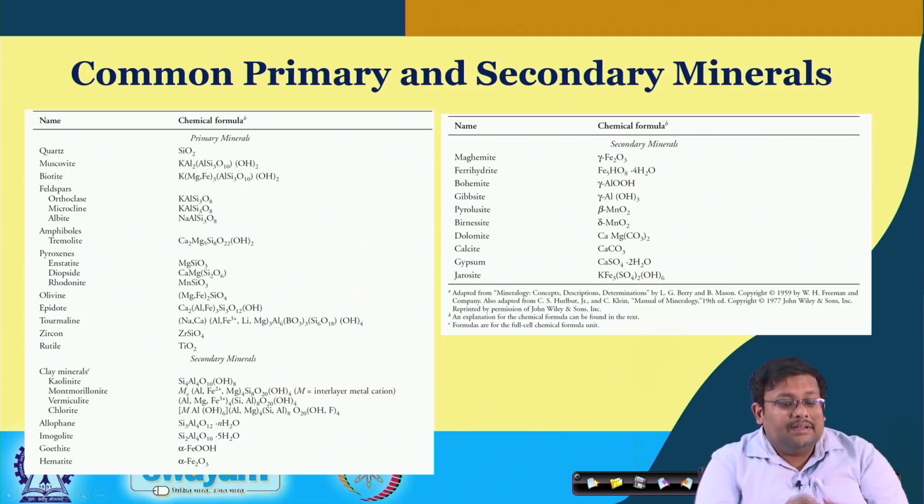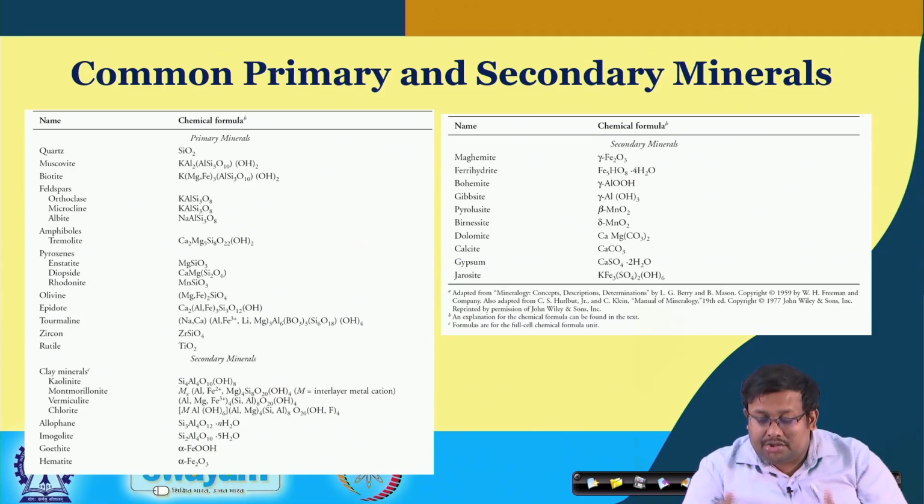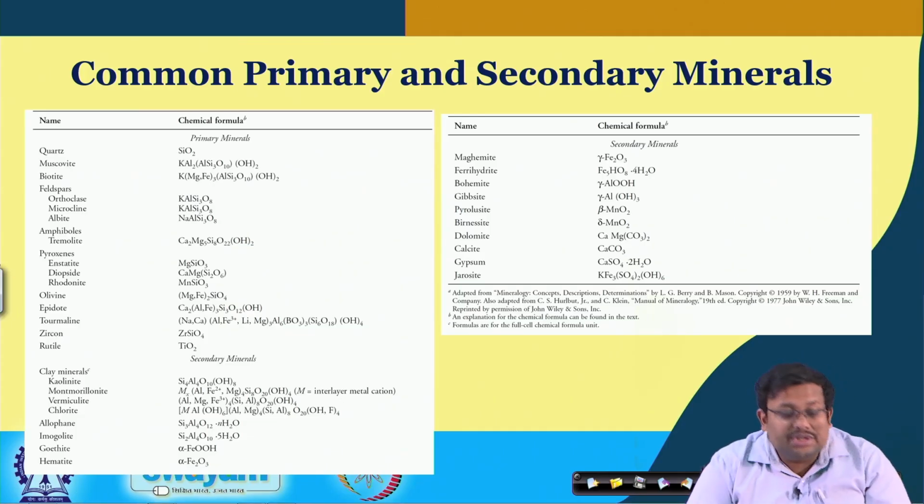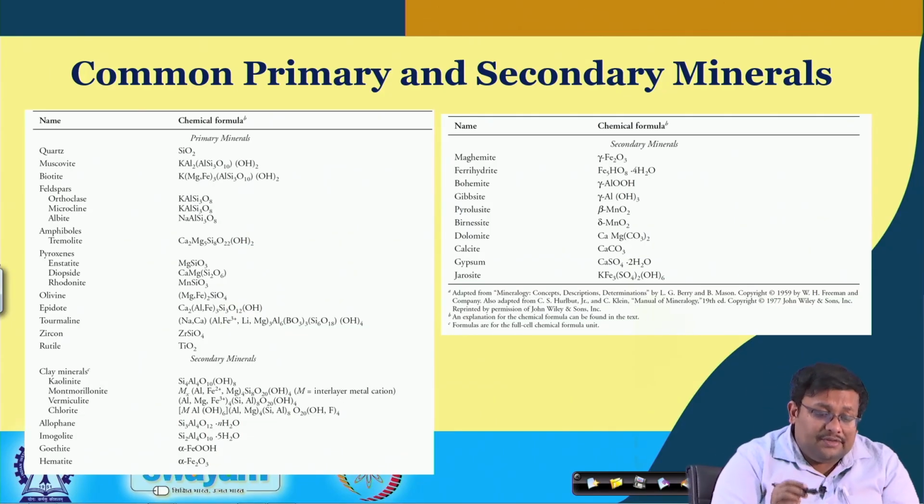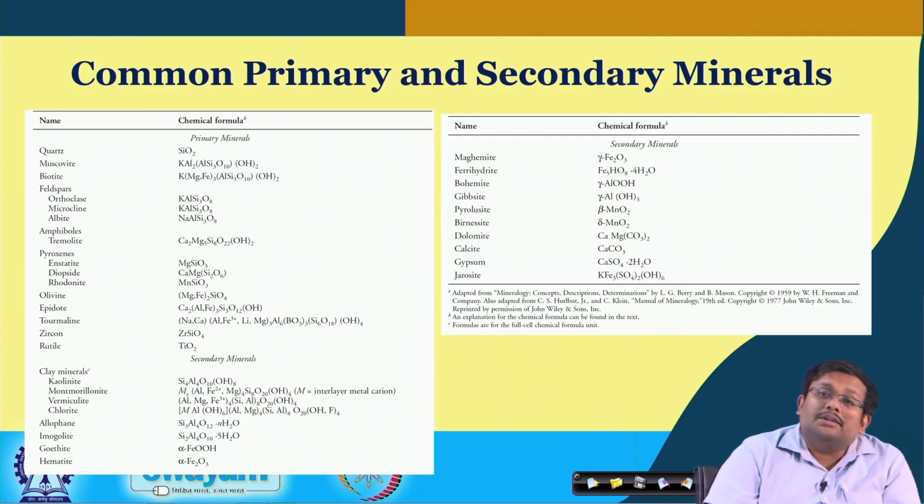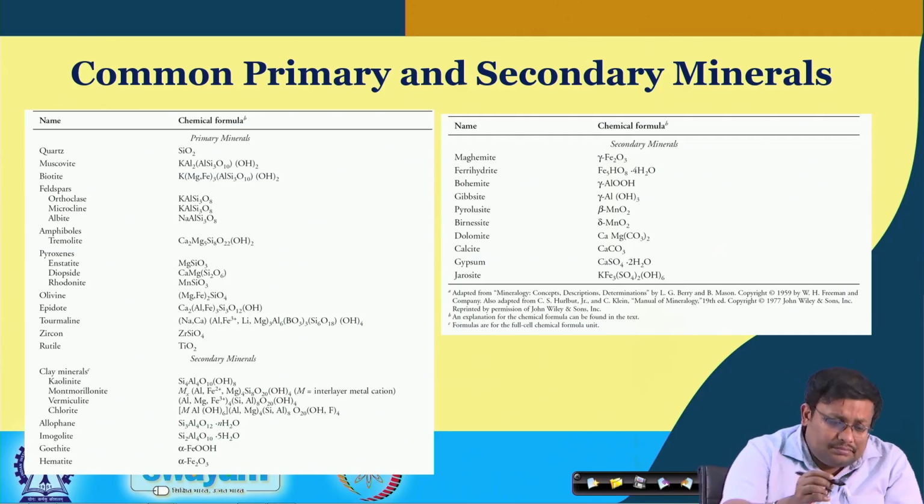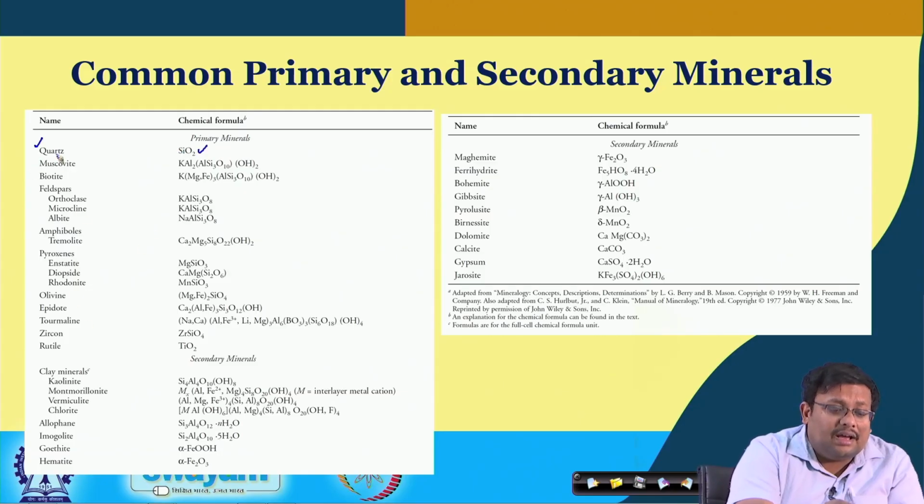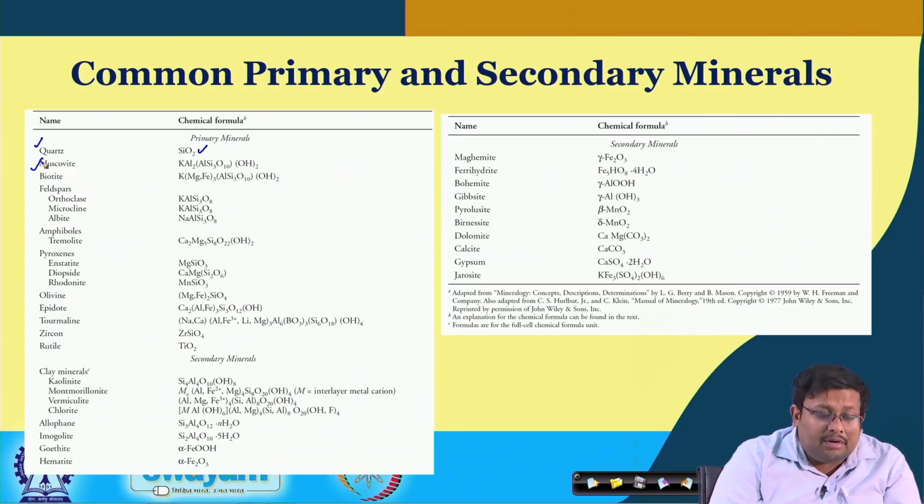So, these two tables basically show different primary and secondary minerals which are present in the soil, and also their corresponding chemical formulas. As you can see from here, the most common primary minerals are quartz, which has a formula of SiO2, followed by the feldspars, and muscovite is another important primary mineral.